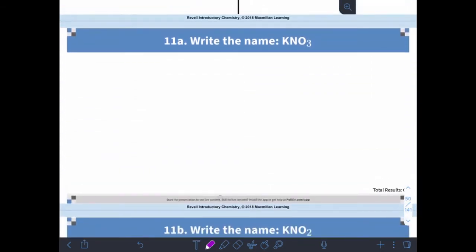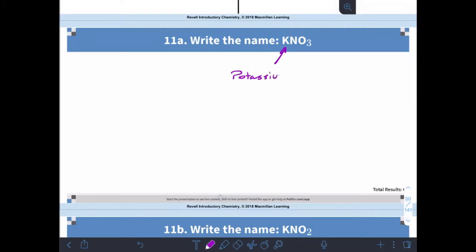All right, continuing with writing names. So potassium is one that only makes a +1 charge, so I don't have to worry about a Roman numeral. I've got 3 elements there, so I don't use binary rules. So we have potassium, and this polyatomic, this NO3, is nitrate. That's all there is for that one.